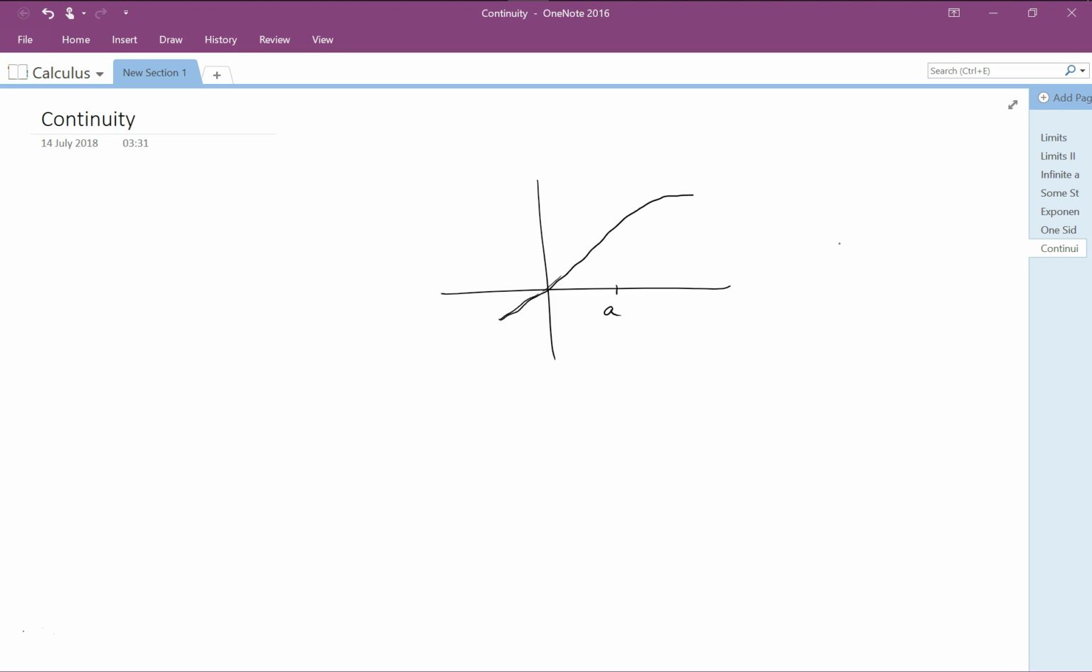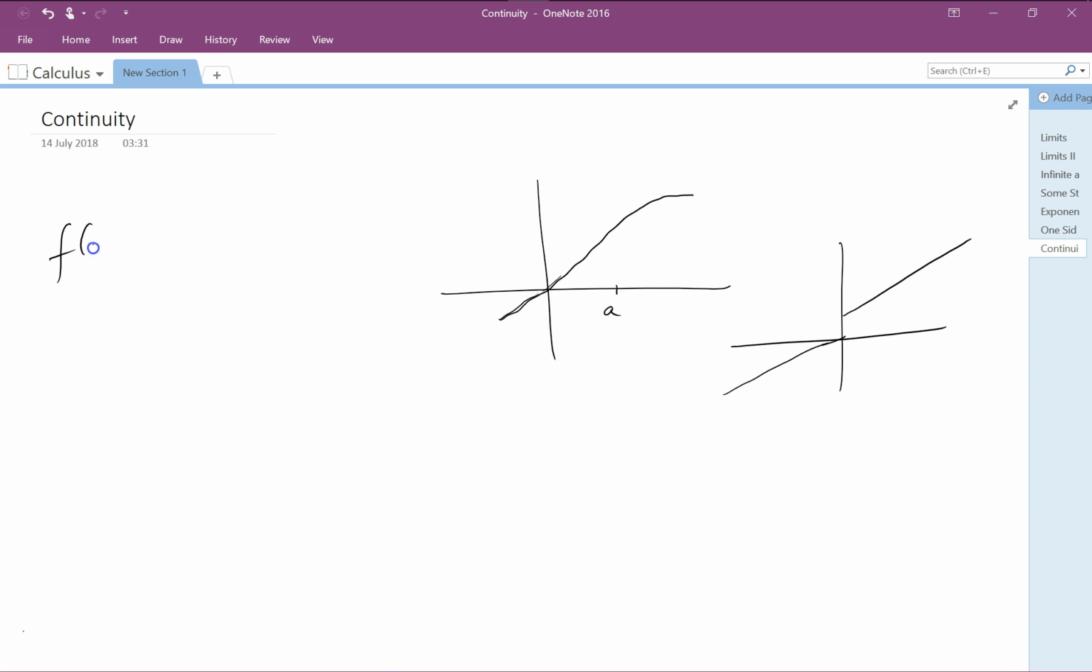But sometimes, to draw the function, we might have to lift the pencil. So we might go like this, and then we might have to go like this. So there is a jump here, so it is not continuous. But how do we describe it mathematically?